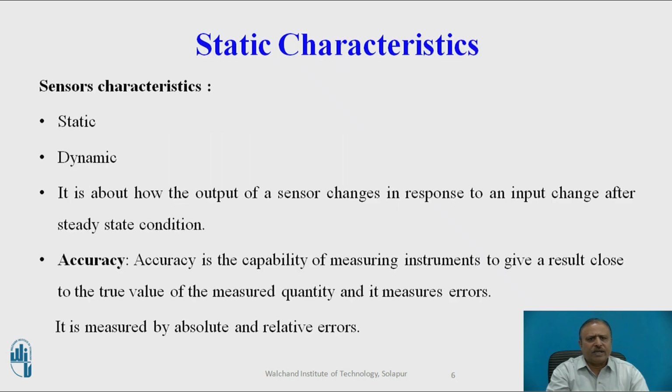Now we are going to see the sensor characteristics. Sensor characteristics are divided into two types: static characteristics and dynamic characteristics. Static characteristics describe how the output of a sensor changes in response to an input change after steady state condition. The first static characteristic is accuracy. Accuracy is the capability of a measuring instrument to give a result close to the true value of the measured quantity, and it measures errors. It is measured by absolute and relative errors.